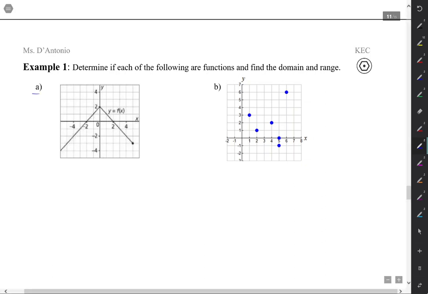First, let's see if this is a function. We would do our vertical line test and see if we can get all the way through the graph without touching it more than once. And yes, we would be able to. So yes, this is a function. And now let's get into writing the domain and range.